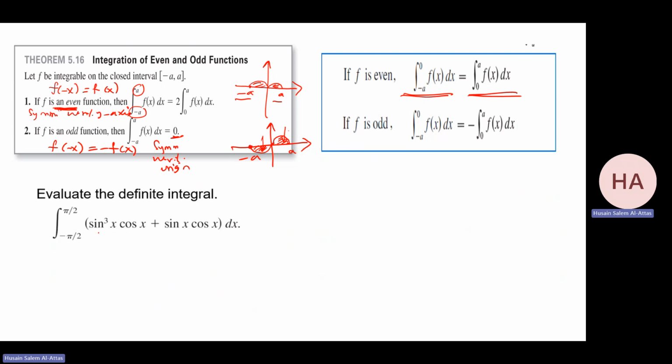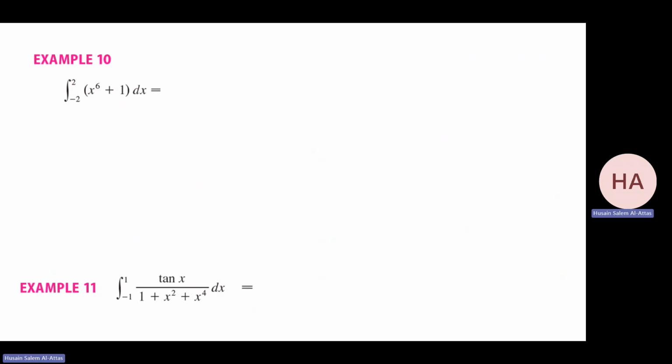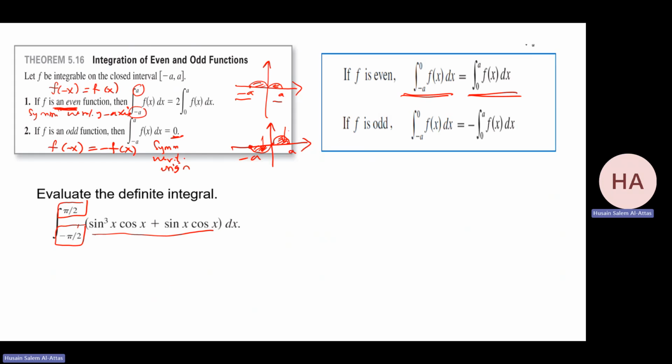Okay. Now when you see something very complicated, what to do? First, you notice I have it from minus a to a. You need to think about even and odd. Okay, so what will happen? Notice f of x is sine cubed x cosine x plus sine x cosine x. What will be f of minus x?